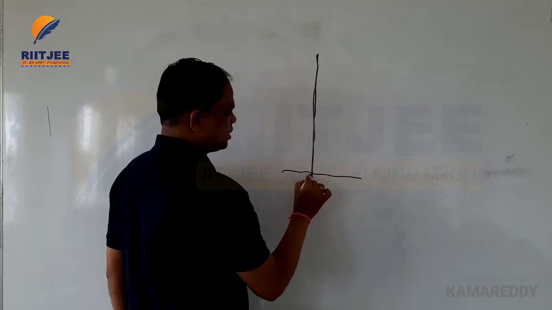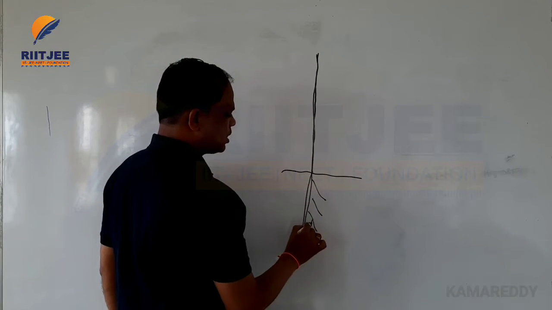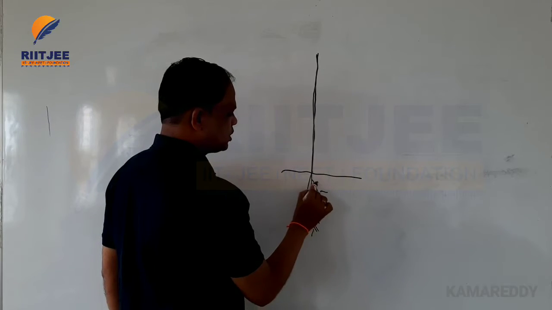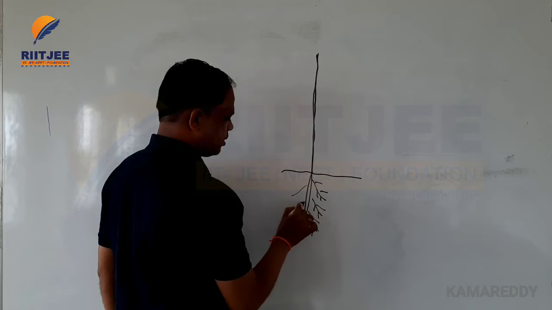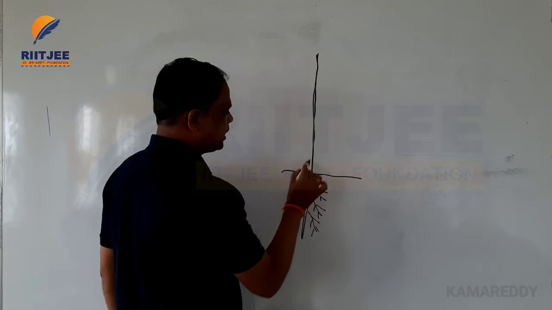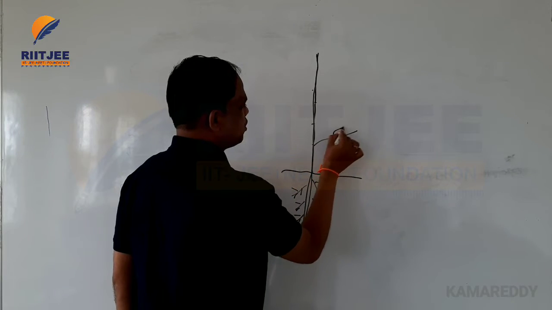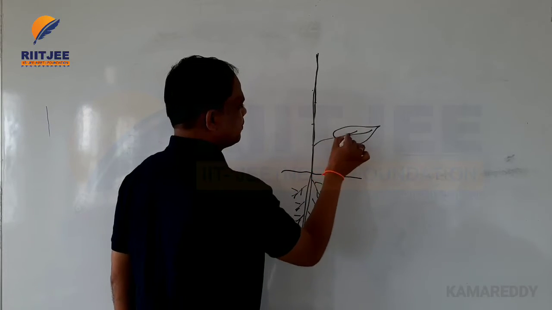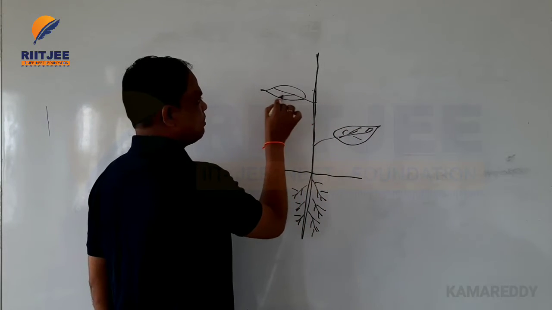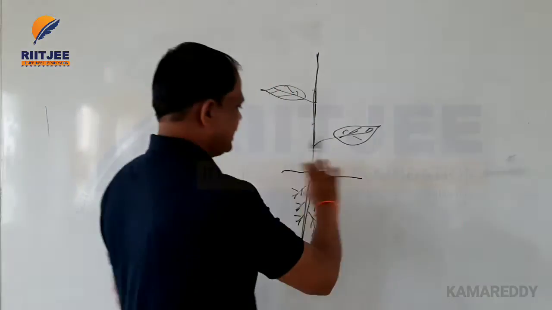In angiospermic plants, here is the root system, and finally the nodes, where the leaves develop. Finally, the plant system is made up of different series.